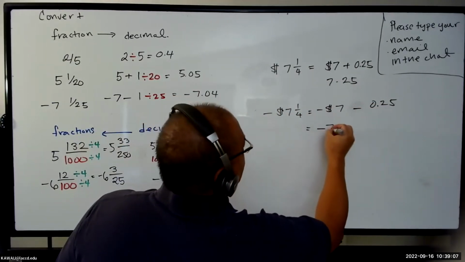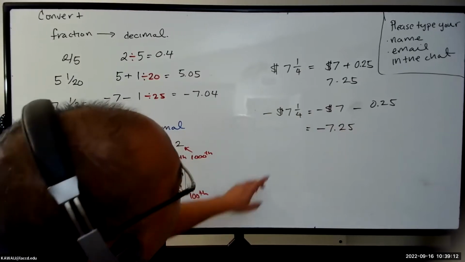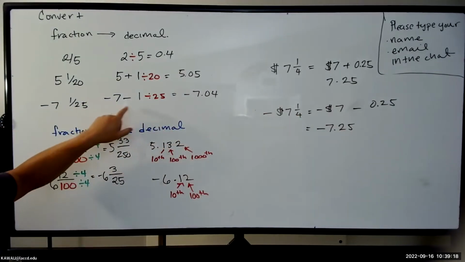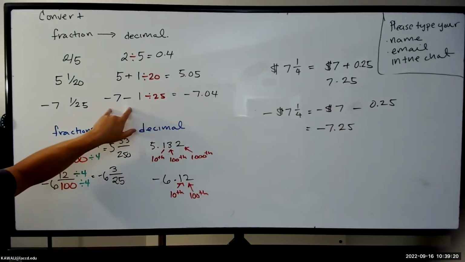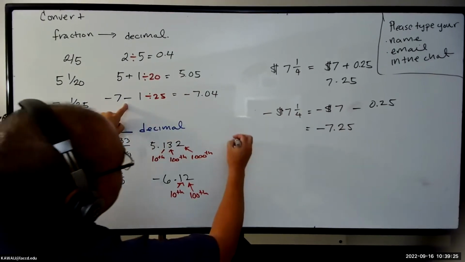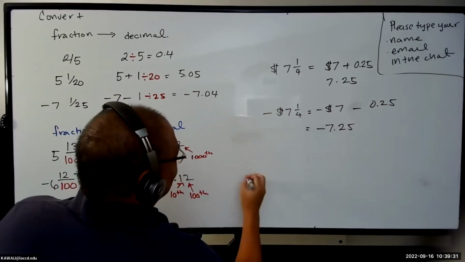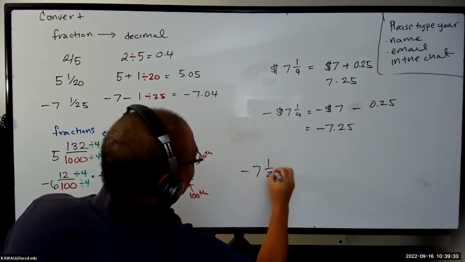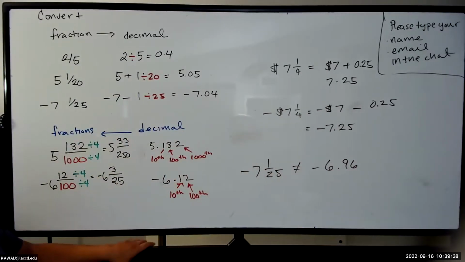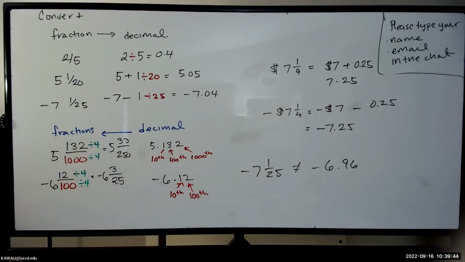So that's why that's -7.25. Okay, thank you. Is that better? Yes. You owe me both this and this, right? So you owe me both 7 and you owe me this. So the easiest way to do it is just say this is going to be a 7. If you made this a plus, you would get 6.96. And it's pretty easy to see that -7 and 1 over 25 is not equal to -6.96, right? If you made that a plus, that's what would happen. I got it. Thank you. You got it? Okay. Thank you for your question.